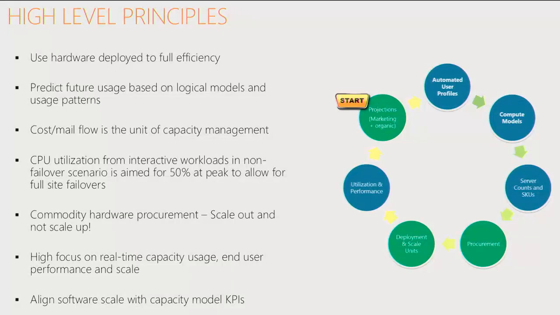Like any other cloud service, we bank heavily on commodity hardware. Like everyone else, our strategy is to scale out and not scale up. We focus a lot on real-time capacity usage and user performance and scale. And as I said, the steady line which we want to keep is around our compute models. So we align our software scale and performance optimizations to go with the compute models which we have as the target.